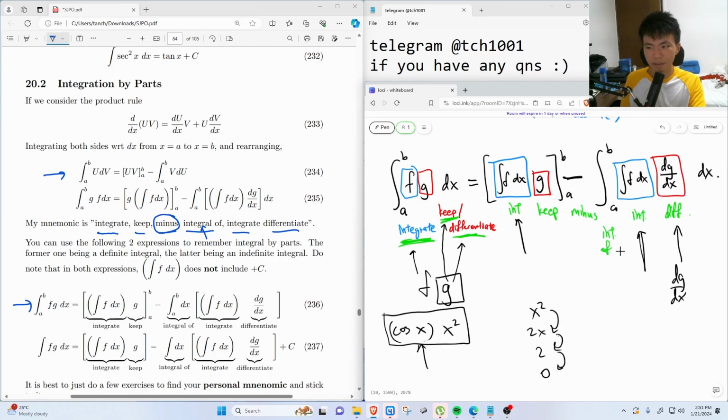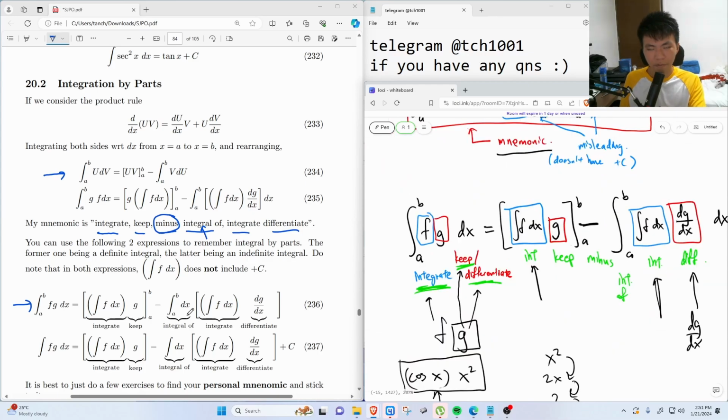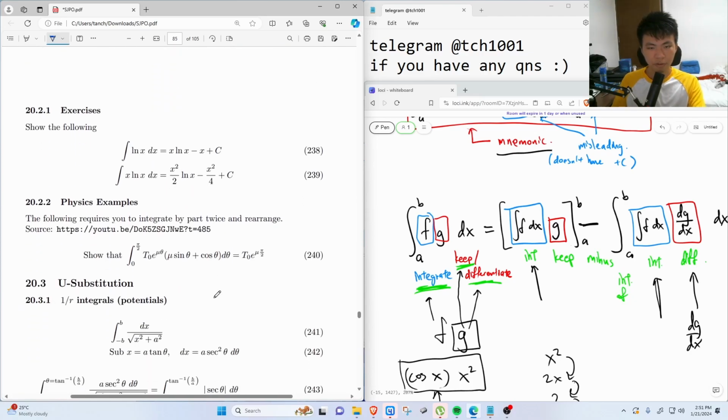So I've shared my personal way of memorizing integral by parts, and for the indefinite integral, it's simply the same thing, but you have a plus c at the end, right? Once again, remember that the integral of f dx over here does not include a plus c. If you did include a plus c, then you have two arbitrary constants, which is not right if you just perform a single integral. So let's go through a few simple exercises.